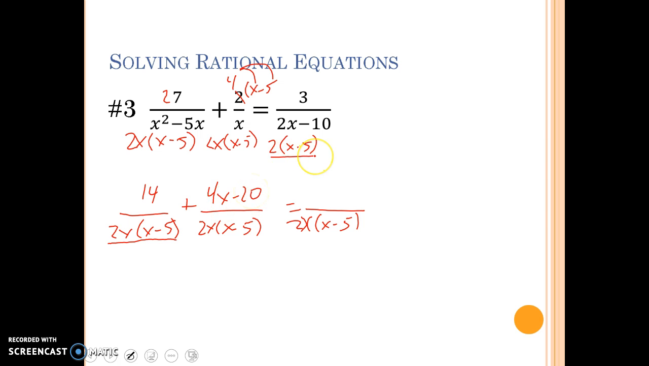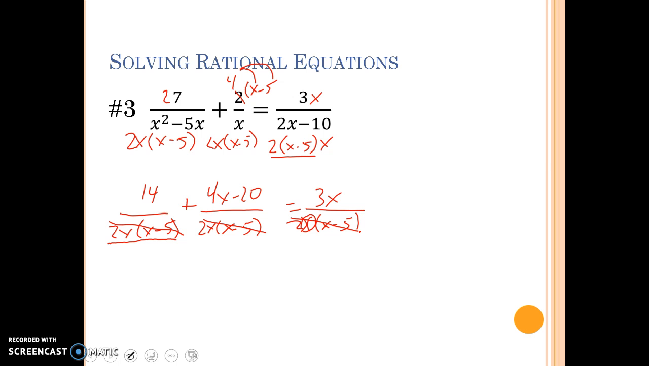Then this denominator here, I need to multiply it by an x to get this x here. And so if I multiply the denominator by x, I'm going to multiply the numerator by x, which is going to give me 3x. So my denominators are all the same, 2x times x minus 5. So if I multiplied everything by 2x times x minus 5, those would just simply go away.